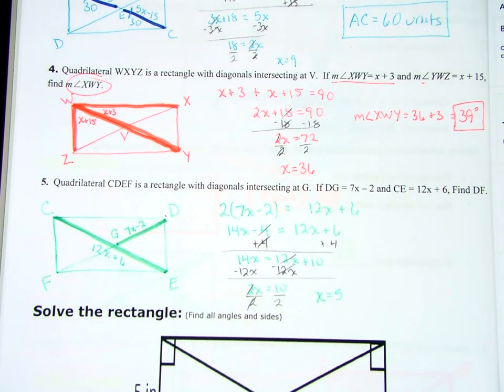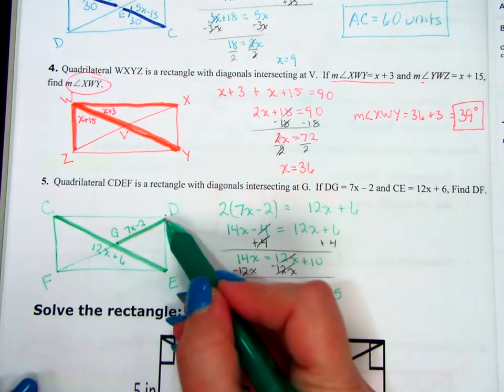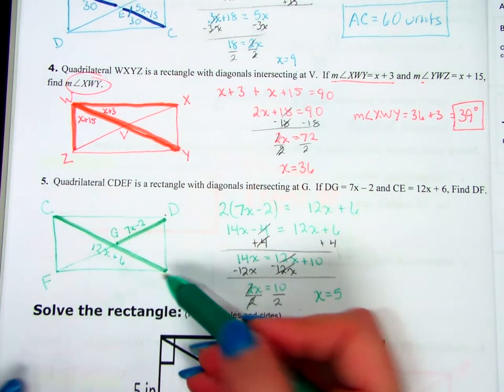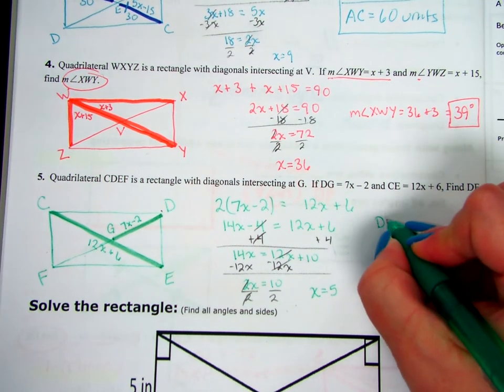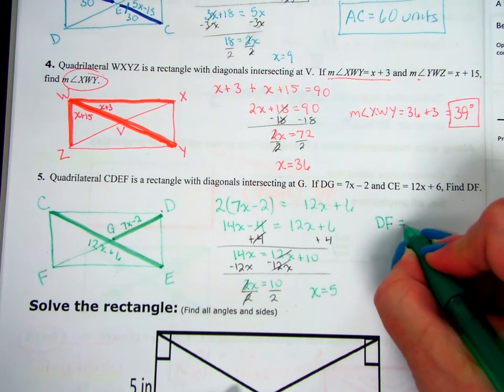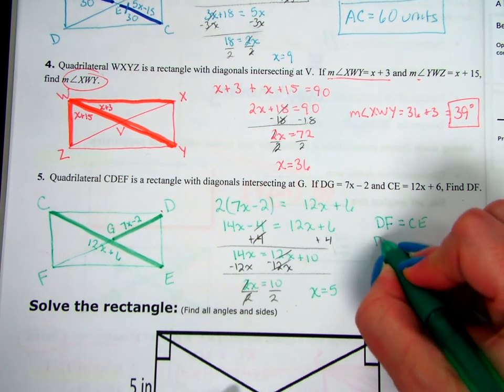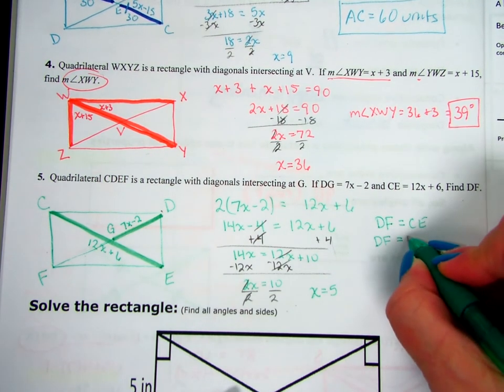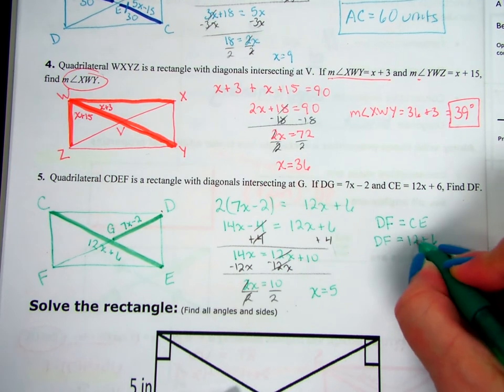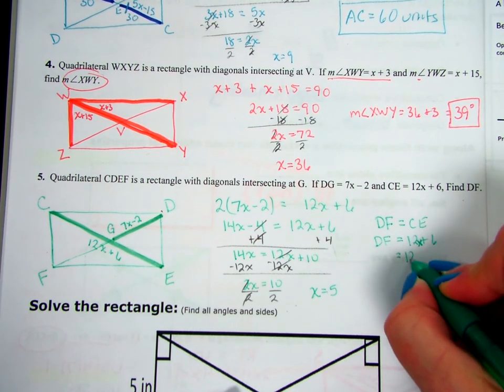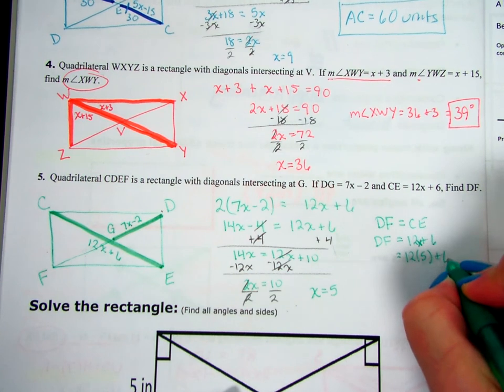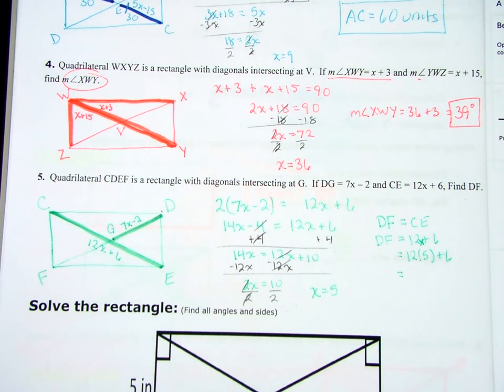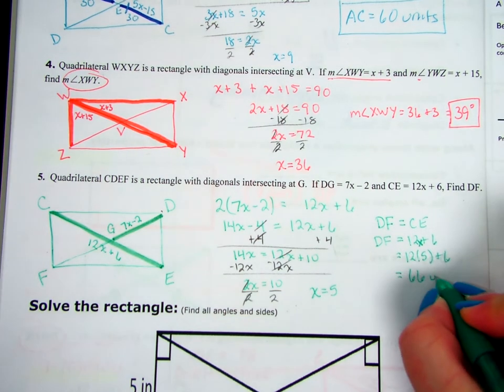It didn't give me an expression for DF. So where can I plug x in to figure out what DF is? CE, right? Because DF is a diagonal and CE is a diagonal, and they're going to equal each other. So it's a rectangle, which means the two diagonals equal each other. So DF is going to equal, by substitution, 12x plus 6. Oops, I forgot my x. So that's 12 times 5 plus 6, which is 66. We don't know what the units are, so I'm just going to say units.